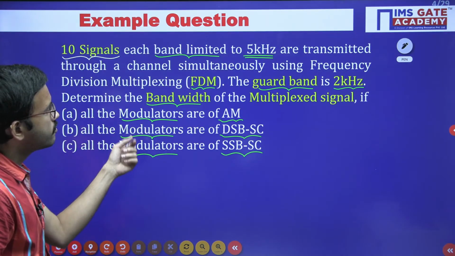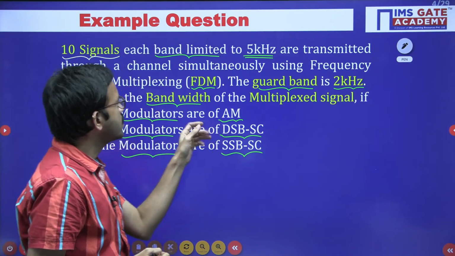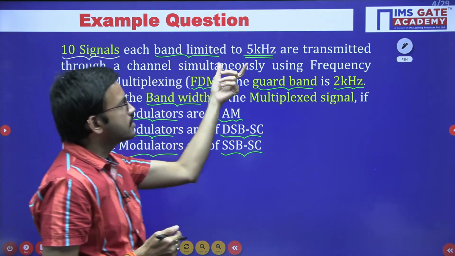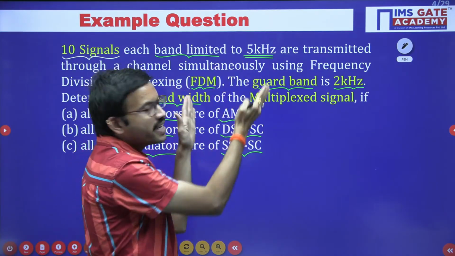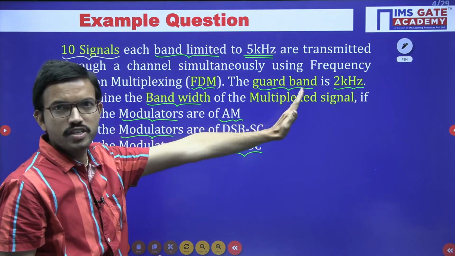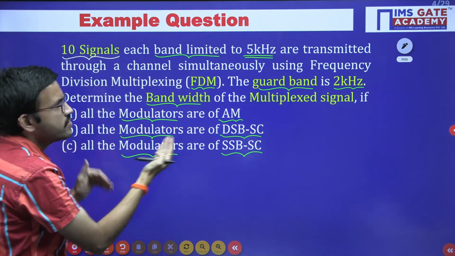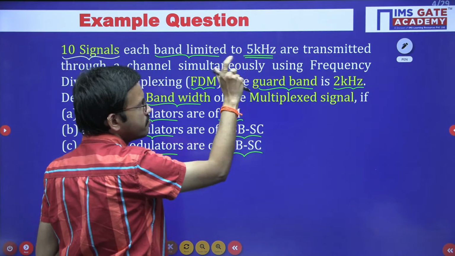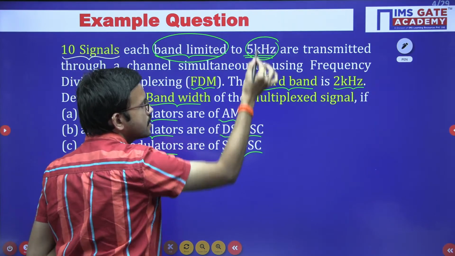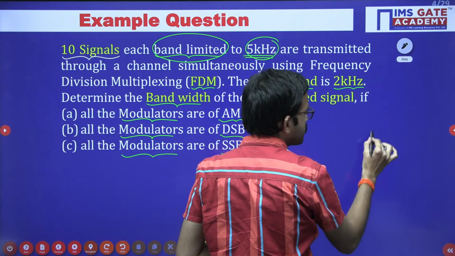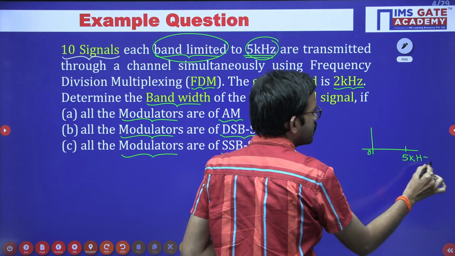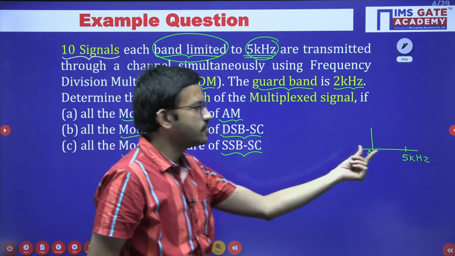In general, we use frequency division multiplexing whenever all the signals you are having are baseband signals. Whenever you are having baseband signals, the spectrum starts from 0 and goes up to some maximum frequency. Here it is mentioned band limited to 5 kHz. So that means you are having the spectrum starting from 0 and the maximum frequency is 5 kHz. For all the 10 signals, the maximum frequency is 5 kHz.